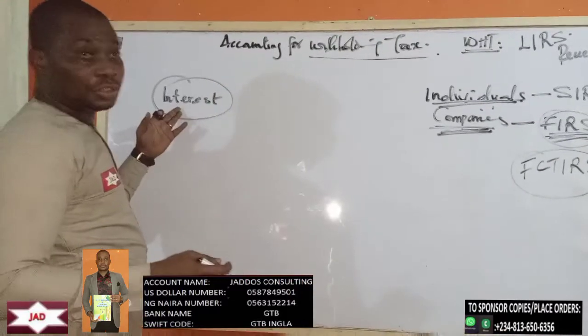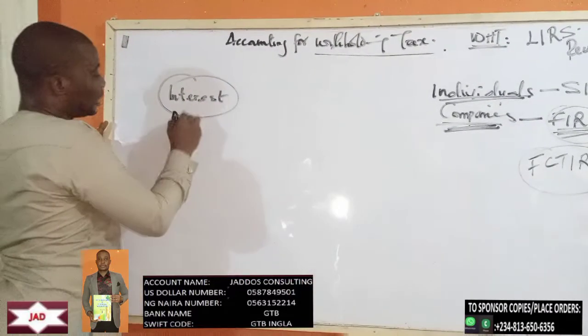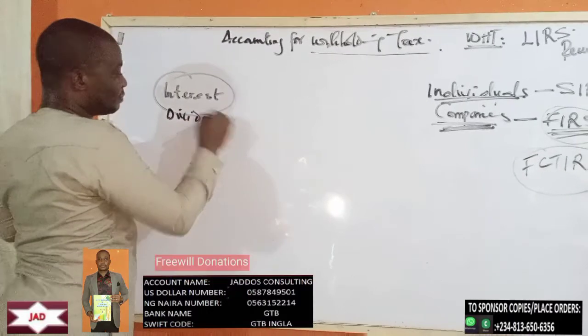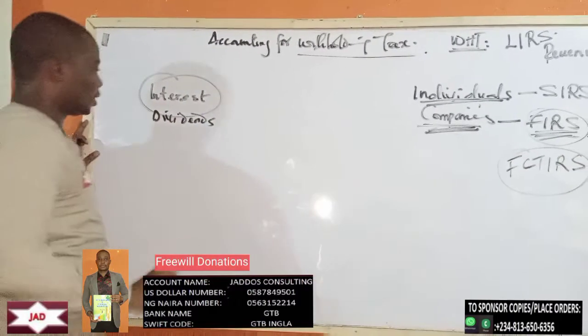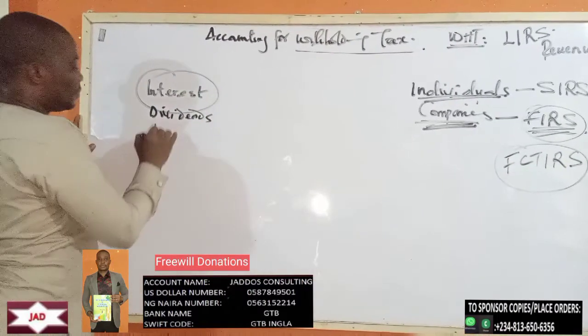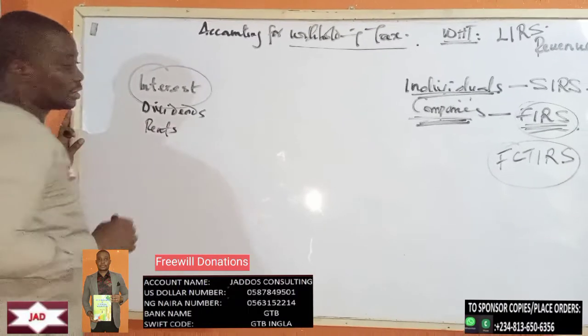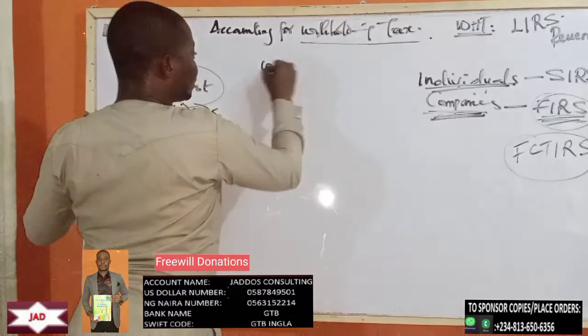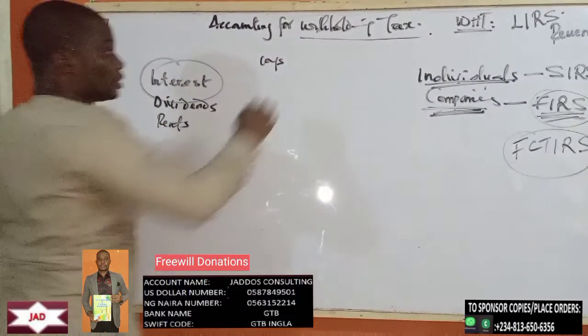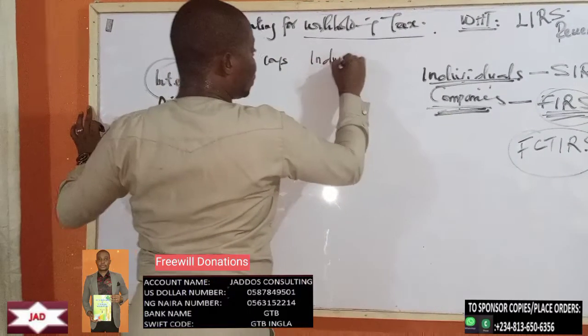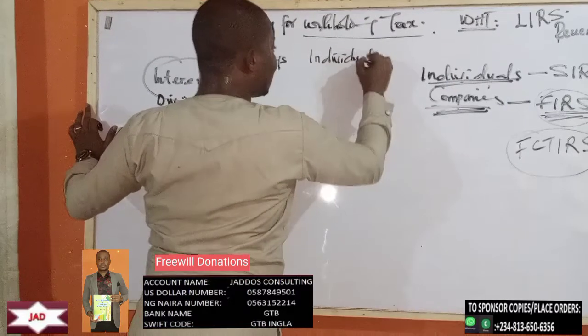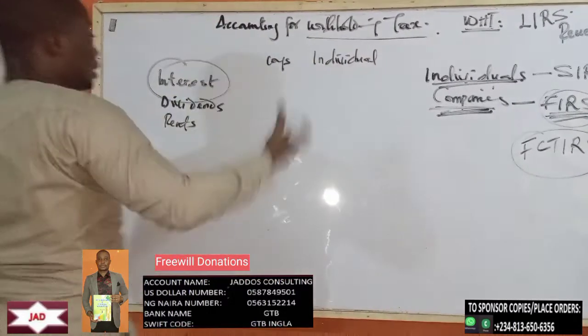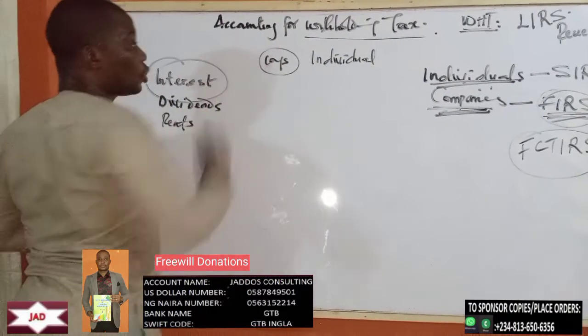I've mentioned interest. You can have dividends. Of course, you know what I mean by dividends. At this level, you should understand these things, okay? And then you can have rents, okay? And then understand that if it is companies, the rate is different. If it is an individual, the rate is also different. So you must know the rate applied if the invoice is for a company or for an individual.